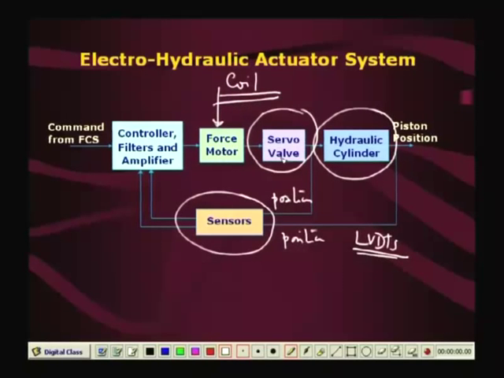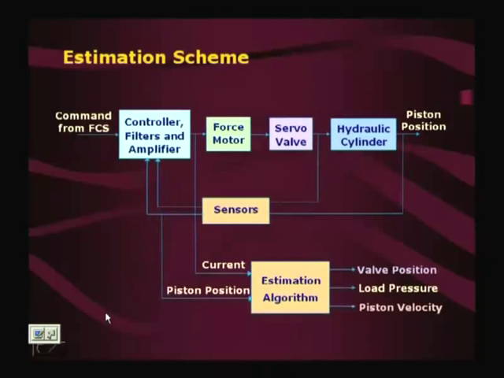So, this coil can move this servo valve very minutely. And servo valves have huge amount of gain. So, once the servo valve is moved even a little bit, there's a lot of force generated in the hydraulic chamber, right. So, you see that this is an actuator, but the actuator itself is a closed loop system, and therefore, you have sensors within the actuators, and we are considering the failure of such sensors. So, what we do is we first produce an estimation algorithm, which gives us this valve position, load pressure and piston velocity.